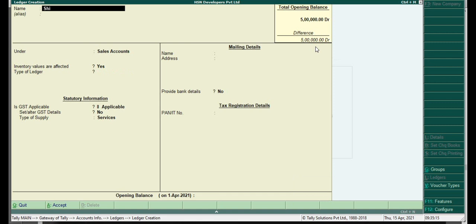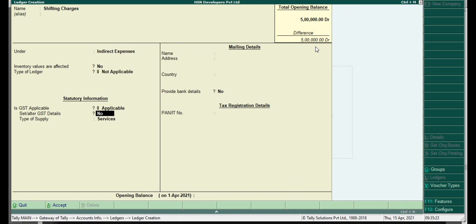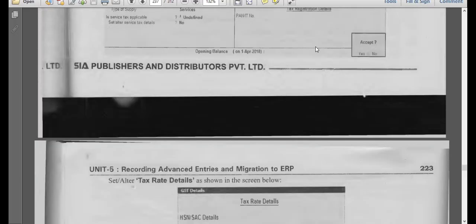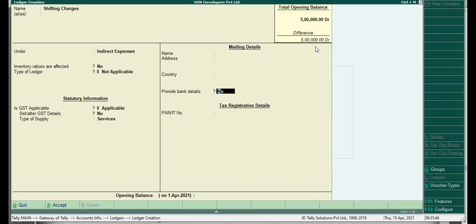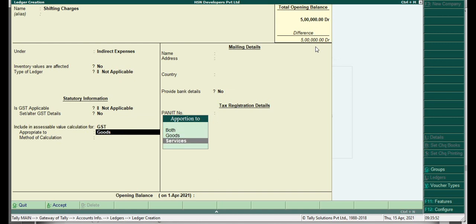Next, shifting charges under indirect expenditure. It is not applicable under GST of services.